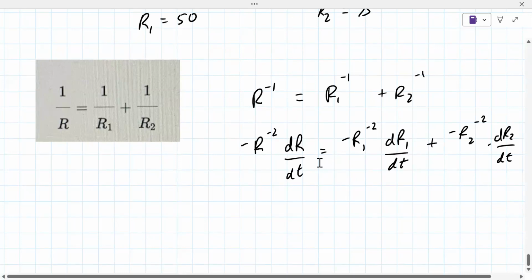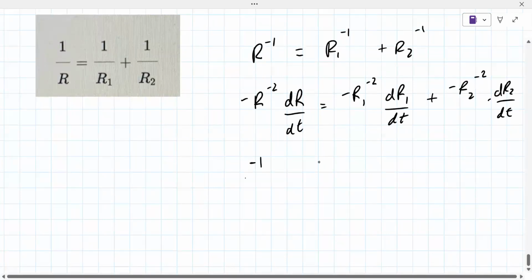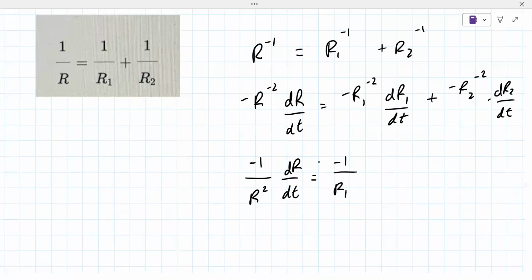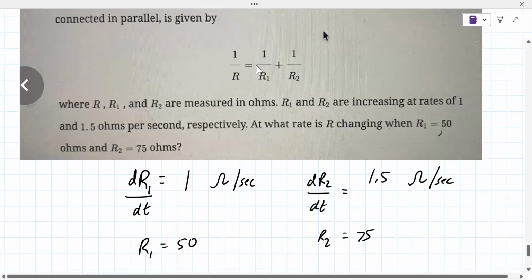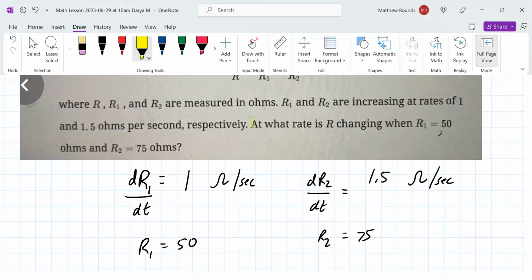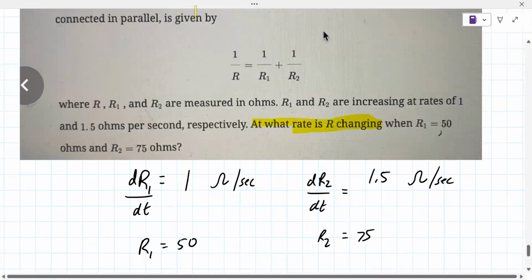It's good to take your time here. The way to rewrite this is -1 over R squared dR/dt equals -1 over R1 squared dR1/dt plus -1 over R2 squared dR2/dt. We were trying to solve for dR/dt right here, and we know that because it asks at what rate R is changing when these things are happening.